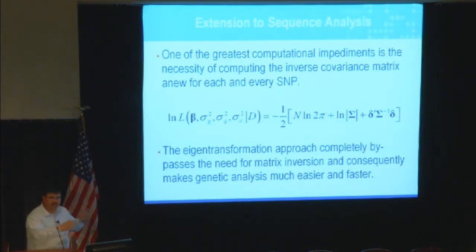recall that this is a maximum likelihood algorithm, and it's not like the algorithm starts and at the first iterate it finds the maximum. All such algorithms have to go through a number of iterations, and each iterate requires a brand new inversion of the covariance matrix. So it's some variable number of iterations times however many SNPs you have. It becomes an extremely computationally prohibitive task to have to do all of these inversions again and again and again, right? So this eigentransformation approach completely bypasses the need for a matrix inversion and consequently makes genetic analysis much easier and faster.